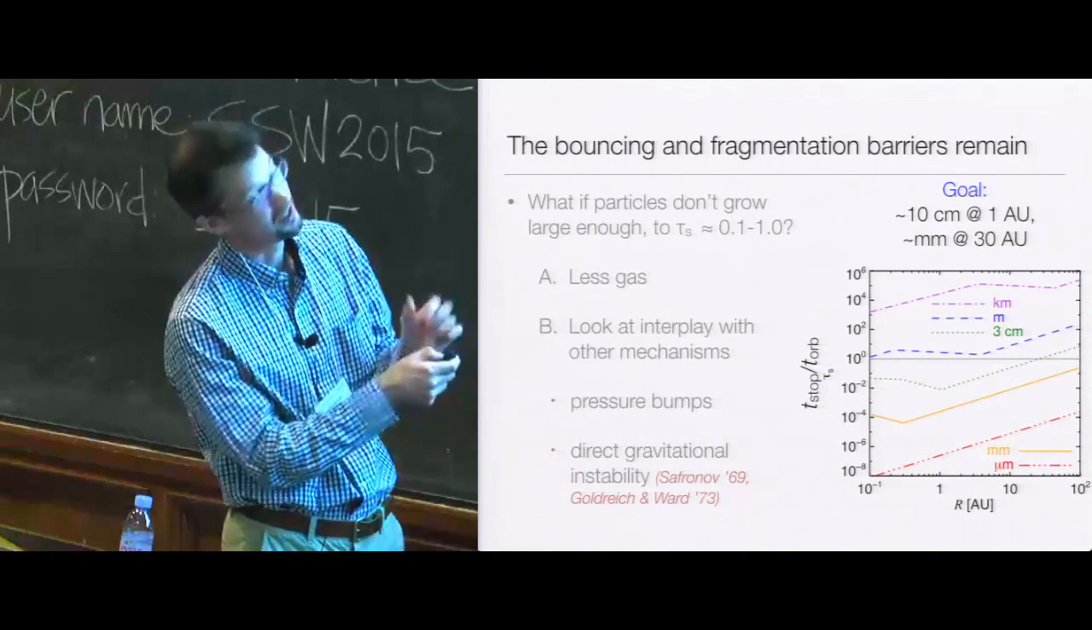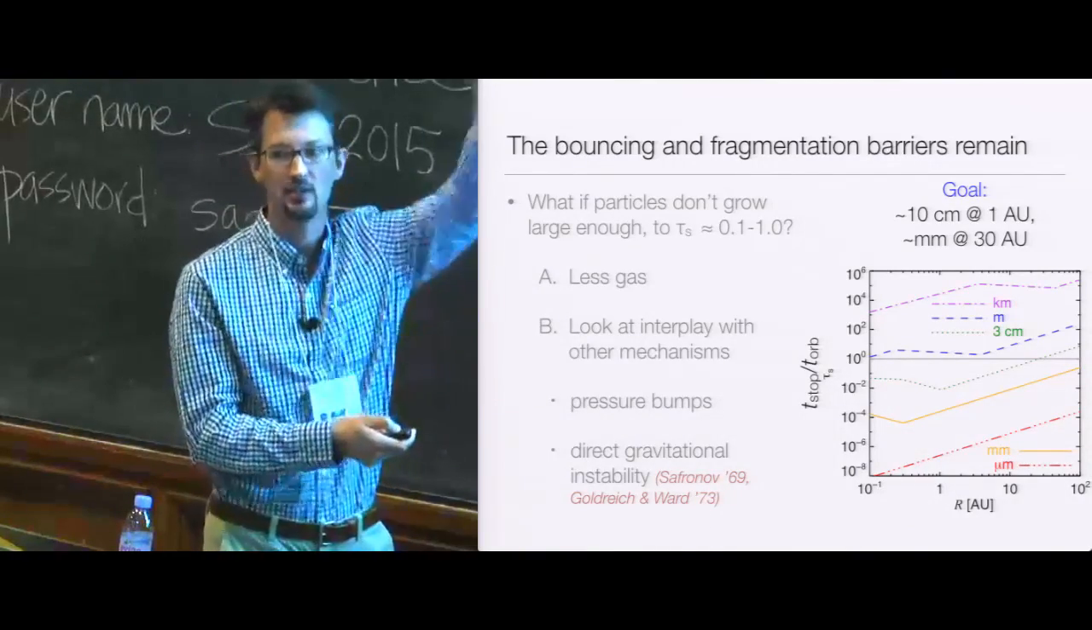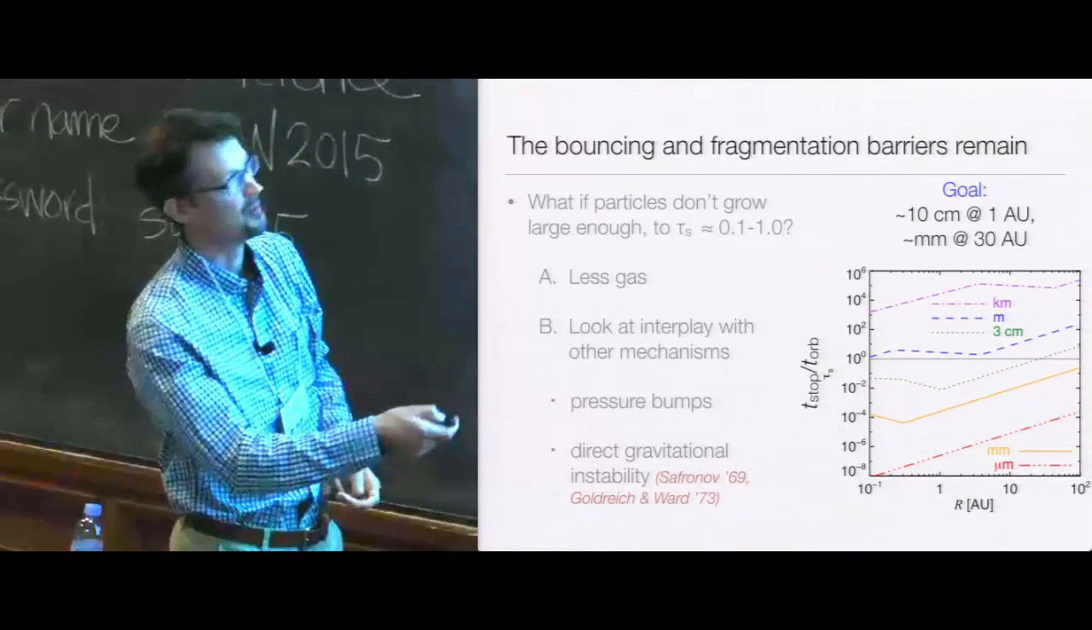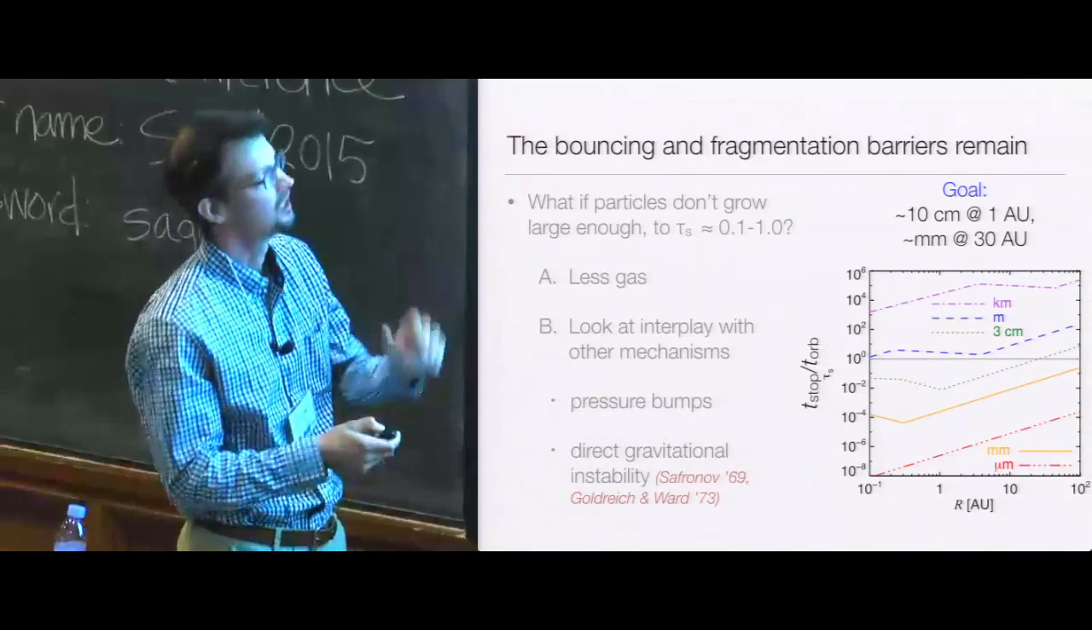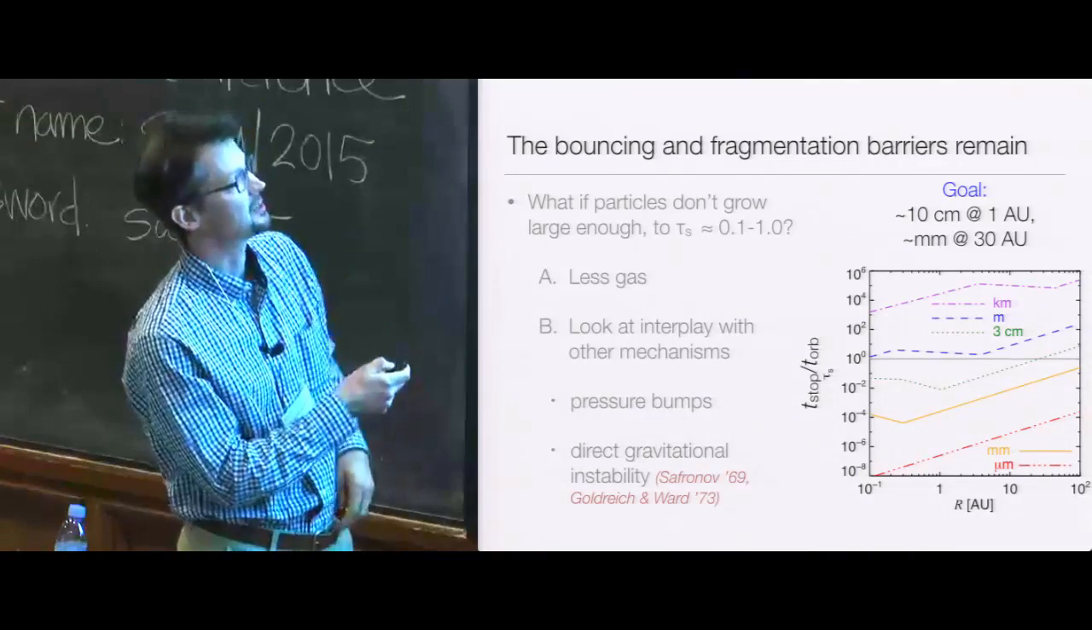So one way to get around this, maybe in the inner solar system, is if you actually get rid of the gas, then you can increase these stopping times. It's sort of like you mimic the outer disk conditions in the inner disk. Maybe that sounds like cheating, but if you don't need to make giant planets, it's possible.